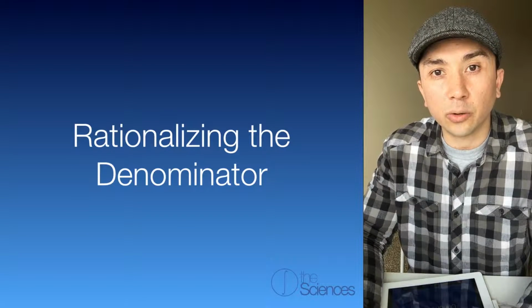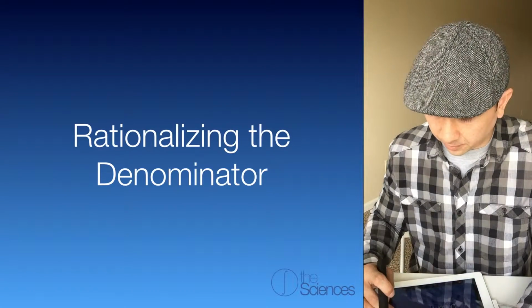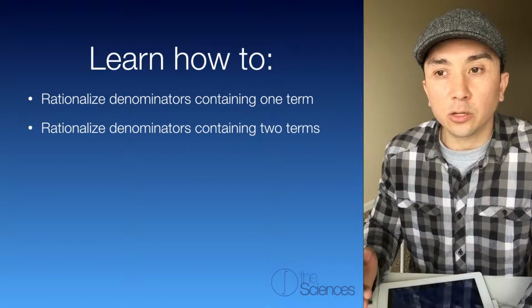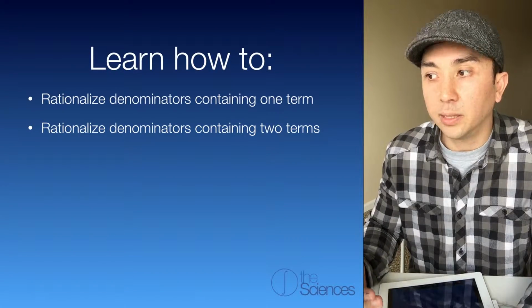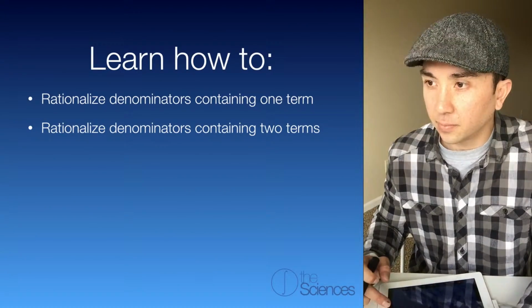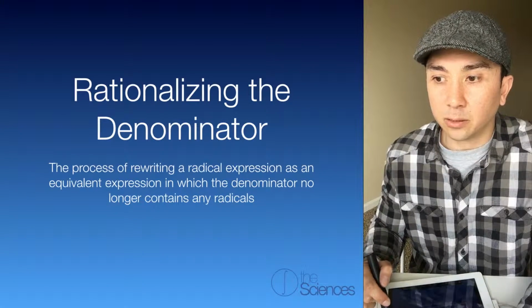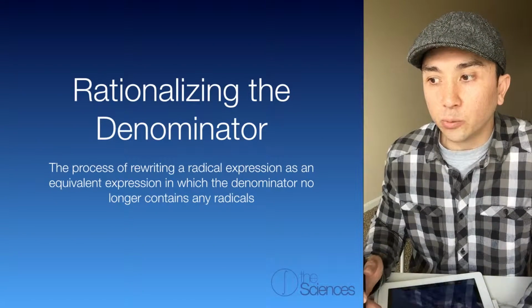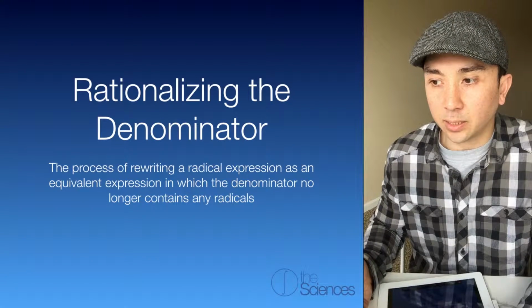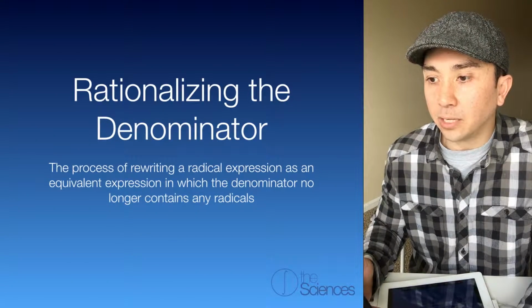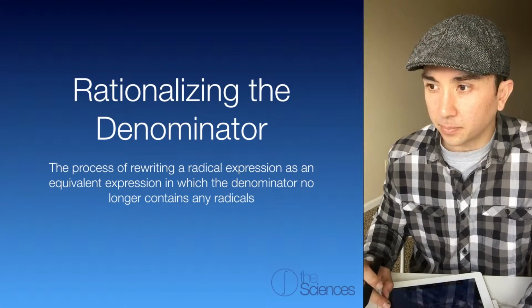Hi, in this tutorial, we're going to be going over rationalizing the denominator. So in this tutorial, you'll learn how to rationalize the denominators containing one term and two terms. So rationalizing the denominator is the process of rewriting a radical expression as an equivalent expression in which the denominator no longer contains any radicals.